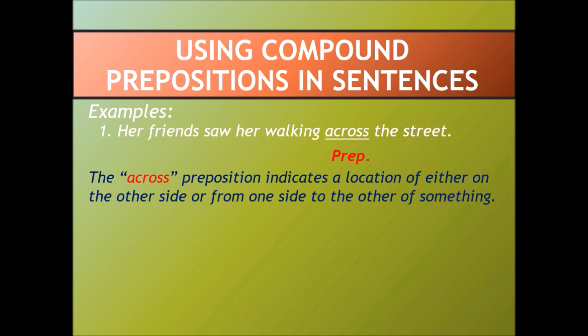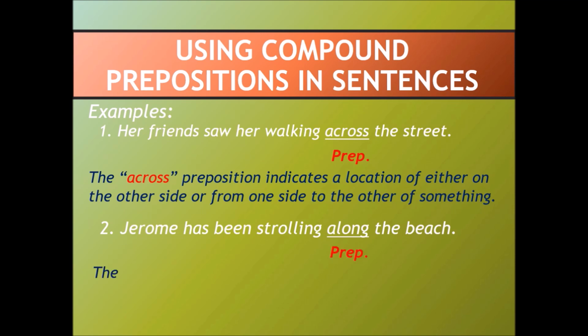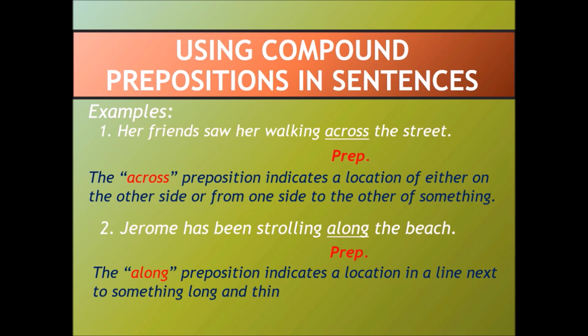The second one is, Jerome has been strolling along the beach. Along there is a compound preposition, and the along preposition indicates a location in a line next to something long and thin.